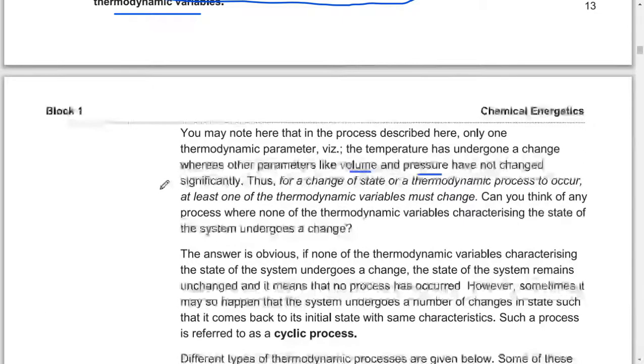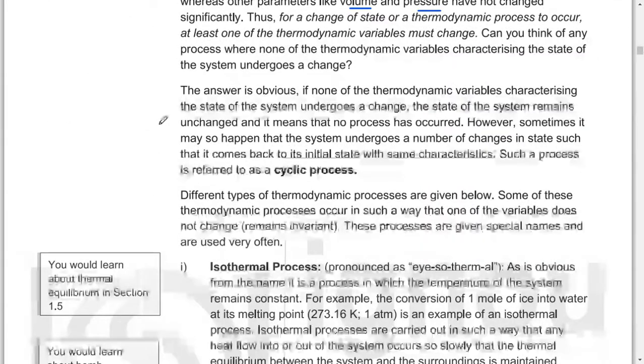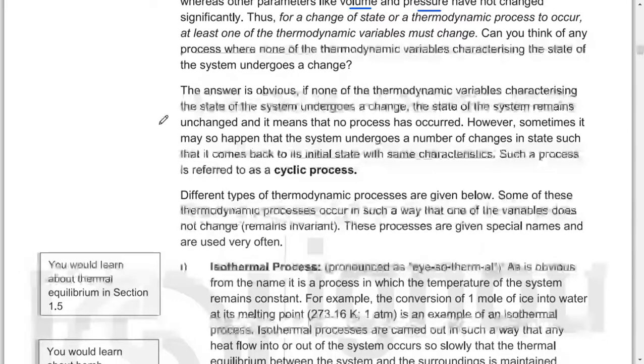Thus, for a change of state or a thermodynamic process to occur, at least one of the thermodynamic variables must change. Can you think of any process where none of the thermodynamic variables characterizing the state of the system undergoes a change? The answer is obvious. If none of the variables change, the state of the system remains unchanged, and it means that no process has occurred. However, sometimes the system undergoes a number of changes in state such that it comes back to its initial state. Such a process is referred to as a cyclic process.